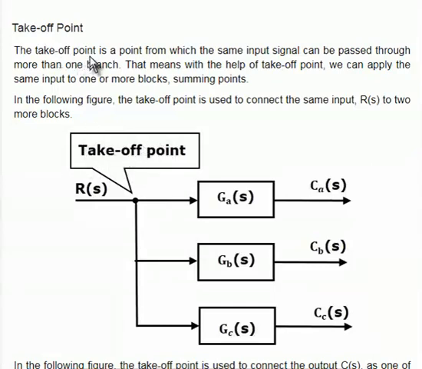The takeoff point is a point from which the same input signal can be passed through more than one branch. That means with the help of the takeoff point, we can apply the same input to one or more blocks. In the following figure, the takeoff point is used to connect the same input R of S to two more blocks. So the input is the same for these three blocks.